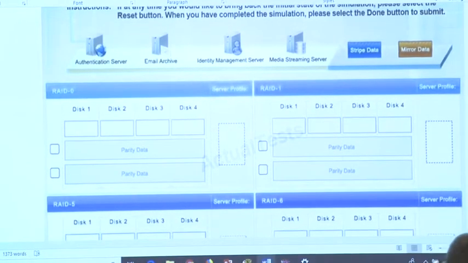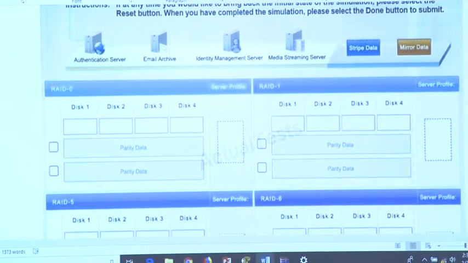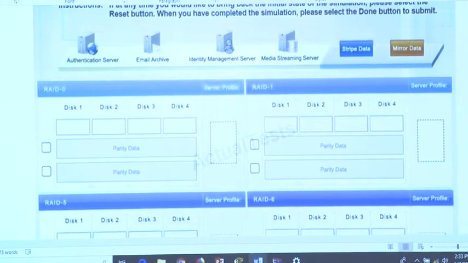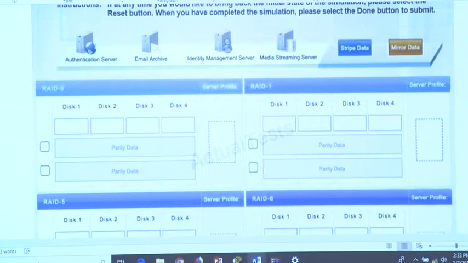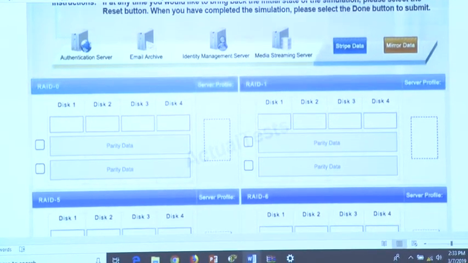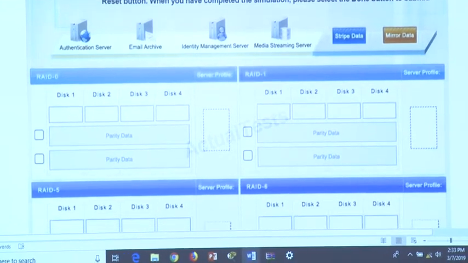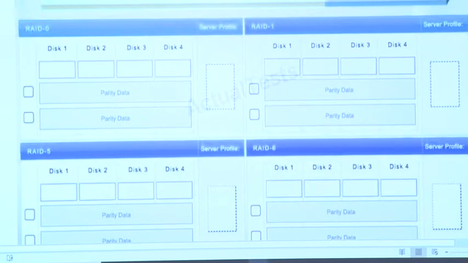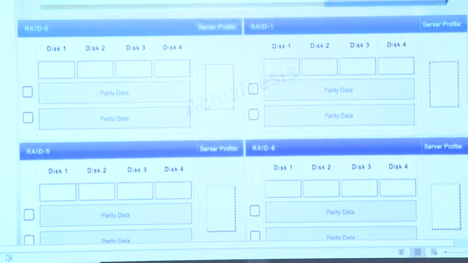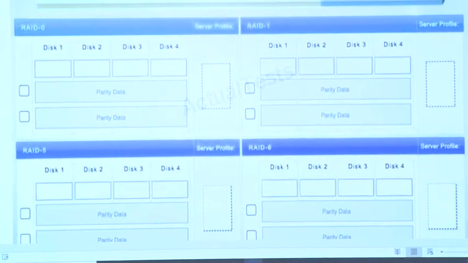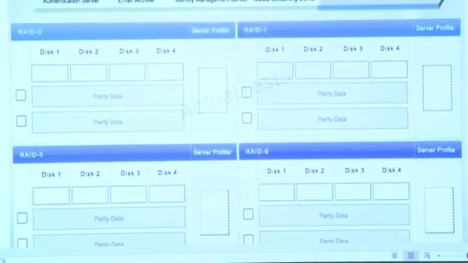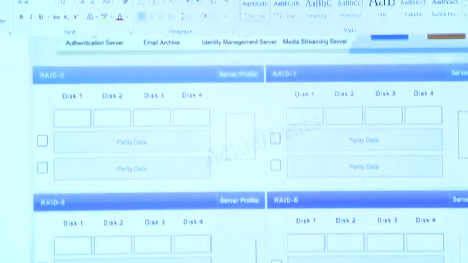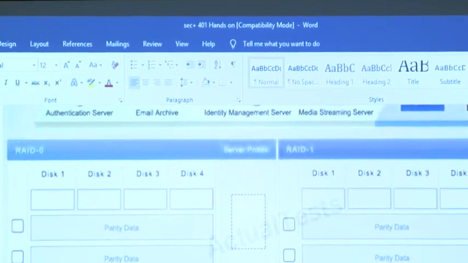When we take a look at these 4 different entities, the authentication server, the email archive, the identity management software, and the media streaming, we have to determine which one is the most secure and which one you want to put into RAID 6. I always start with the most secure. Which one of those 4 do you think was most secure? Media streaming server, identity management, email, or authentication server. So you're going to put the identity management here.